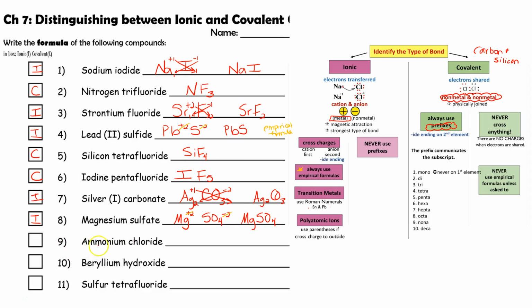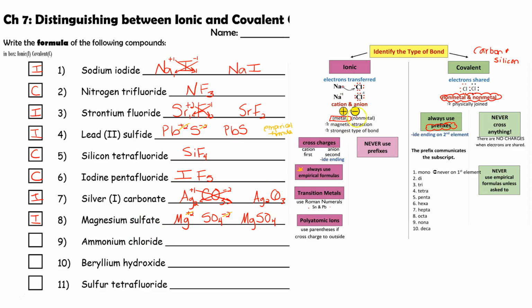The next one, number 9, ammonium chloride. If you take a moment and try to look up ammonium as an element on the periodic table, you'll notice it's not one of the 118 elements. So what does that mean? It means that it's a polyatomic ion. So go to your list of polyatomic ions and you'll find it there. Chlorine is also a negatively charged element. Because ammonium is a cation and chlorine is an anion, this is going to be an ionic compound with a cation and an anion.